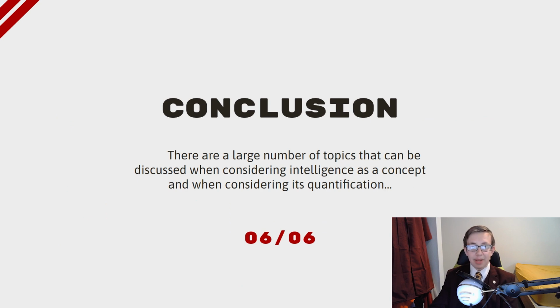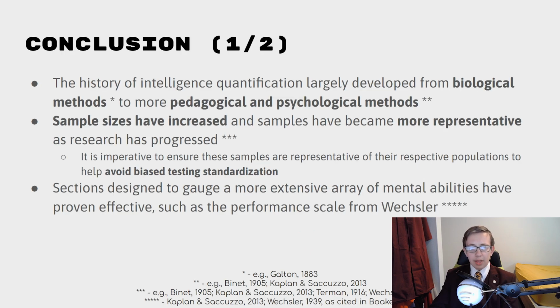Now, that's a lot of information. I'm going to go ahead and have my conclusion now. And there's just two slides of important things to consider. To start off, you have to consider that intelligence quantification has developed mainly from biological methods of testing to these pedagogical and psychological methods that we use today and during the 20th century. Over time, sample sizes have increased, and slowly the samples have become more representative as research has progressed.